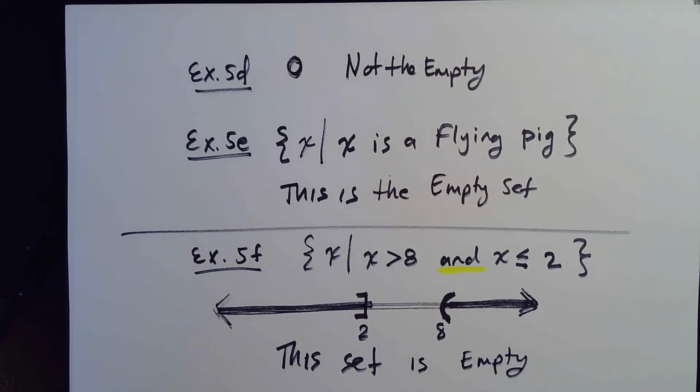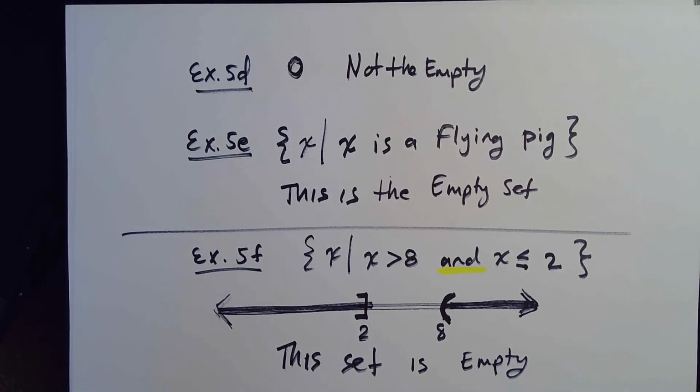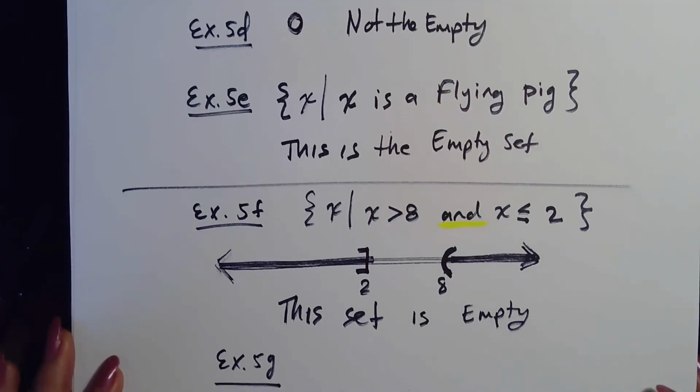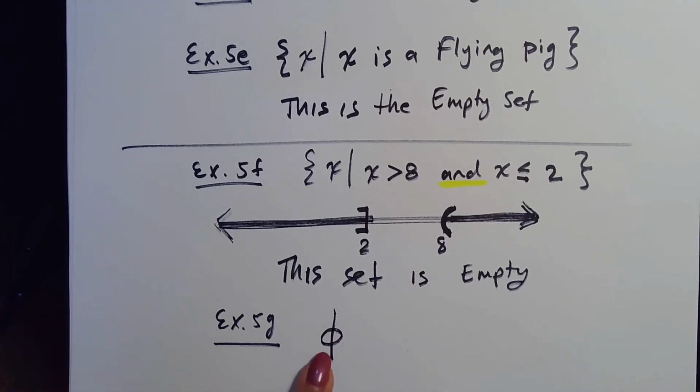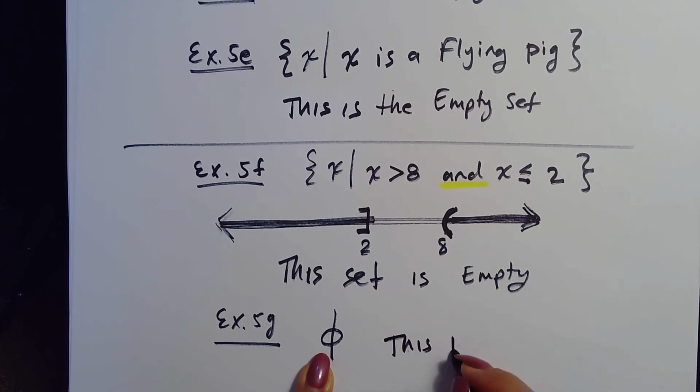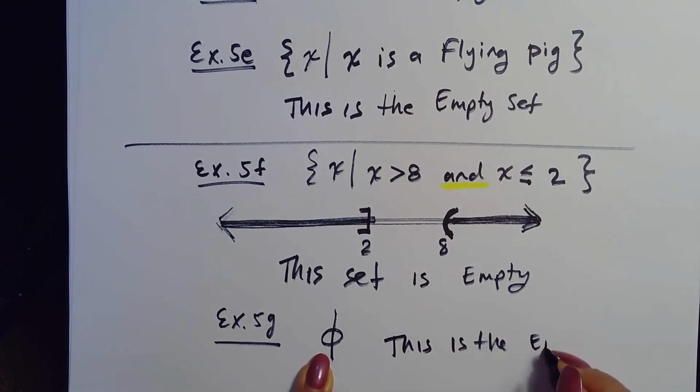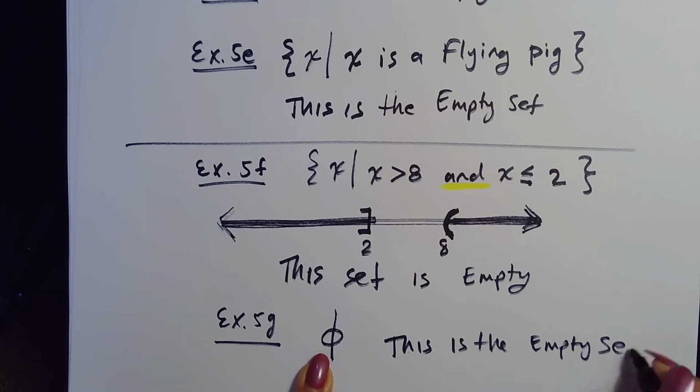Okay? And 5G, like that cell phone technology, 5G. It gives me the empty set denotation. So this is another way to represent the empty set. So this is the empty set. Okay, so we're done with examples 5.